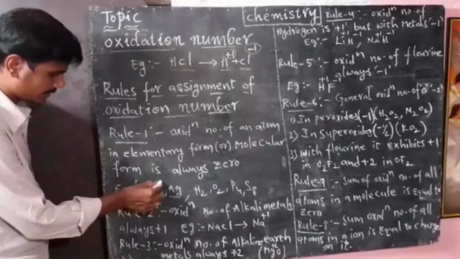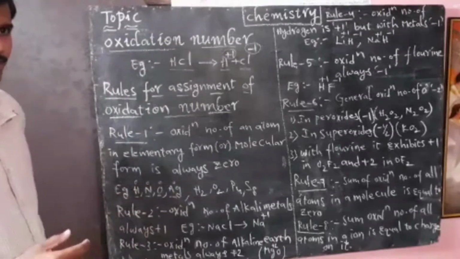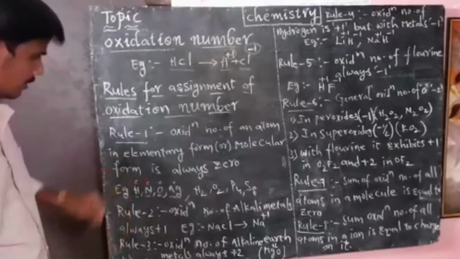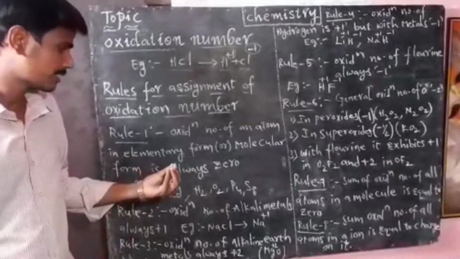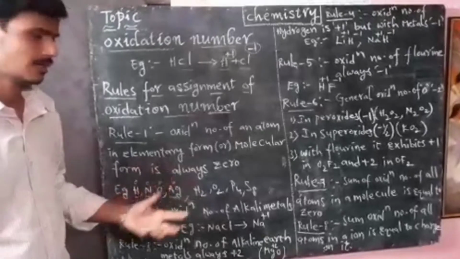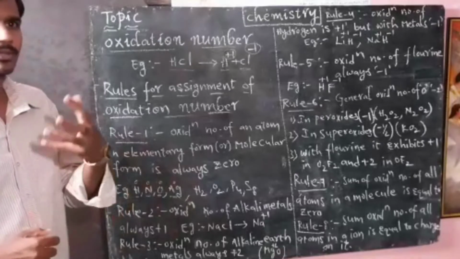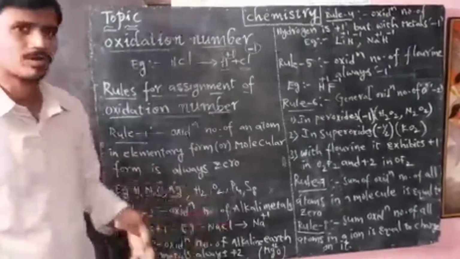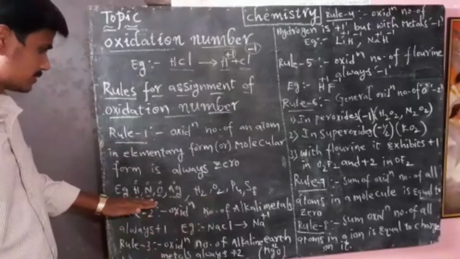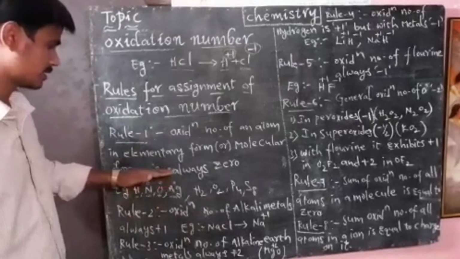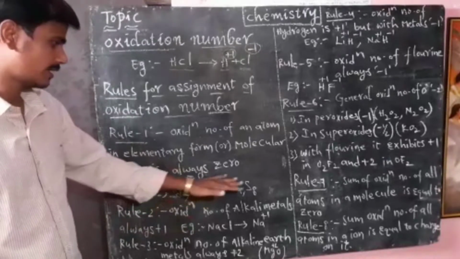When you see any chemical reaction, atoms of any element, we should consider their oxidation number to be 0. In the same way, in molecular form of homoatomic molecules, where one atom combined with the same other atom forms a homoatomic molecule, their oxidation number is always 0. Elementary form of atoms and molecular form of atoms, their oxidation number is 0.